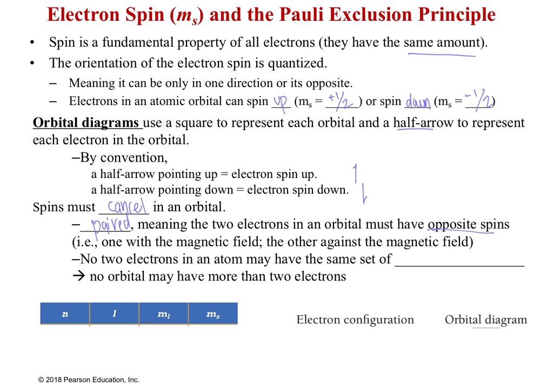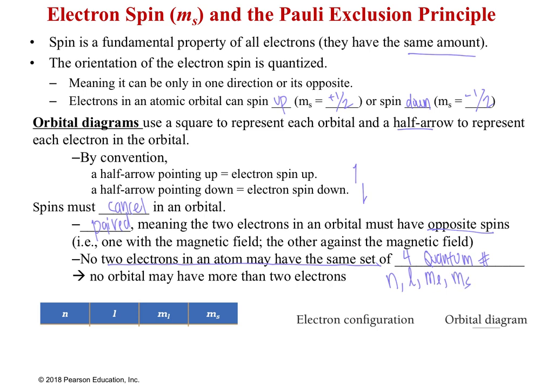So the Pauli exclusion principle tells us that no two electrons in an atom can have the same set of four quantum numbers. Every electron must have its own unique set, right? So keeping in mind the set being n, l, m sub l, and m sub s.